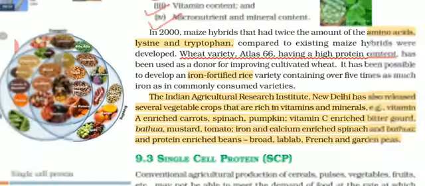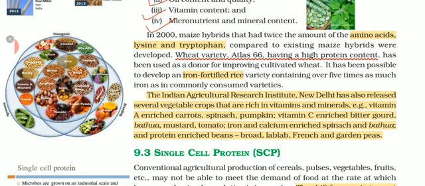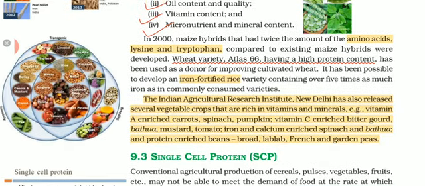Next, Indian Agricultural Research Institute, New Delhi. It is also known as IARI. So you must know the abbreviation forms also. It released a number of crops that are biofortified. Number first, vitamin A enriched carrots. We all know vitamin A is important for eyes. So carrots, they have made more enriched in vitamin A. Spinach, you all know, that is also with vitamin A. Pumpkin. Then comes bitter gourd. They have incorporated vitamin C.